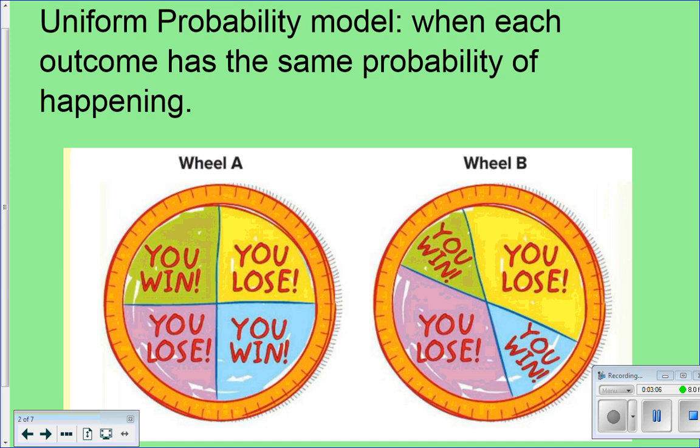Now let's take a hard look at my wheel A and my wheel B. And don't even look at the colors, look at the words inside. You win, you lose, you lose, you win. So we're talking about winning and losing. So if they spin it, they either win or they lose. It doesn't even matter what color they land on. Which wheel is probably the most fair?